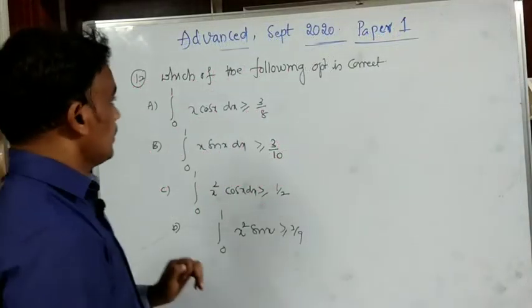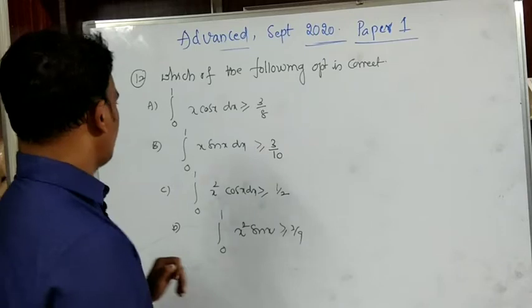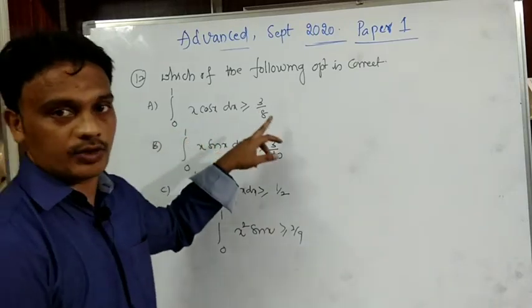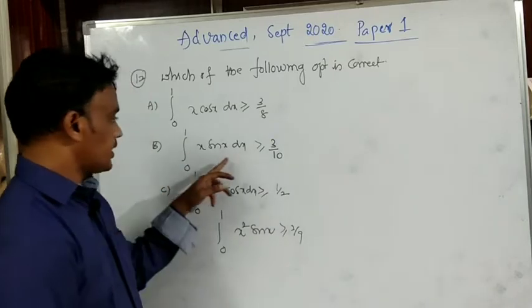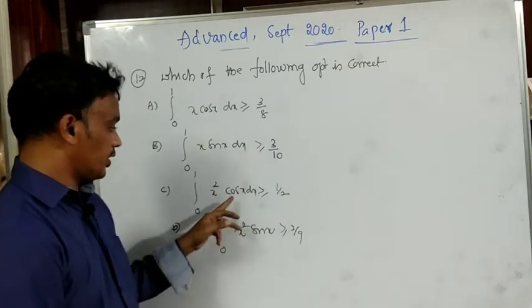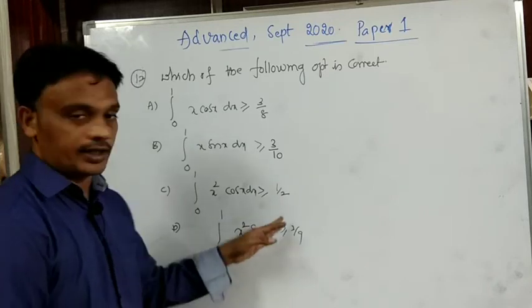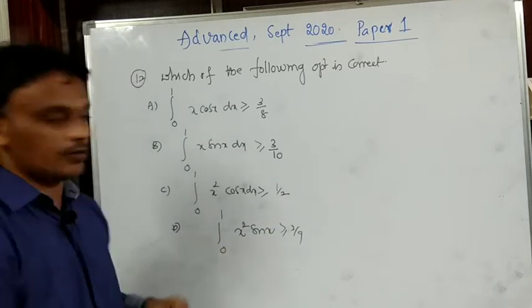Yeah, one more. Which of the following options is correct? They have given 4 options. Integration of 0 to 1, x cos x dx greater than or equal to 3 by 8. X sin x greater than or equal to 3 by 10. X square cos x greater than or equal to 1 by 2. X square sin x greater than or equal to 2 by 9. And the boundary is 0 to 1.